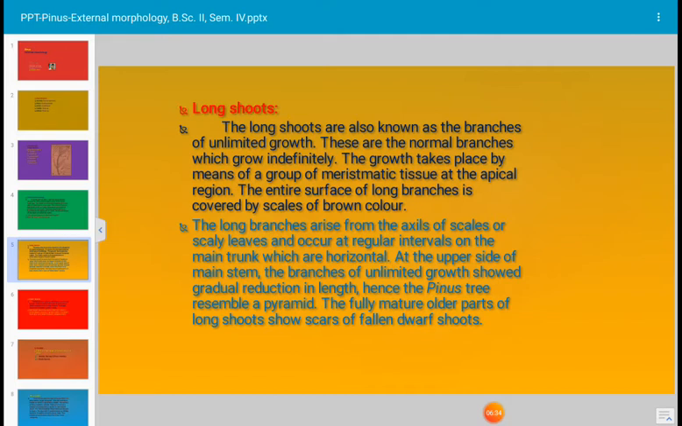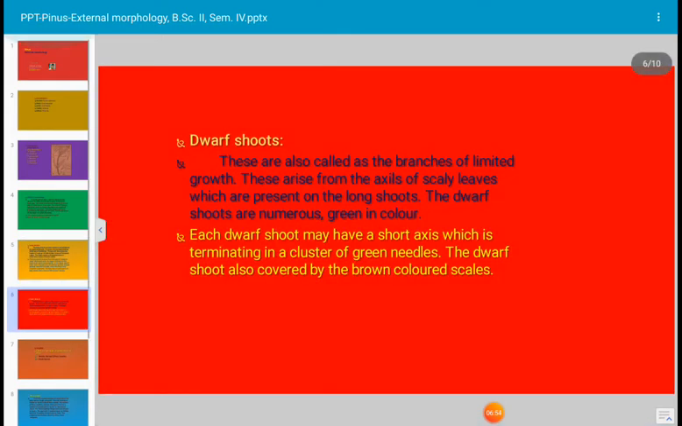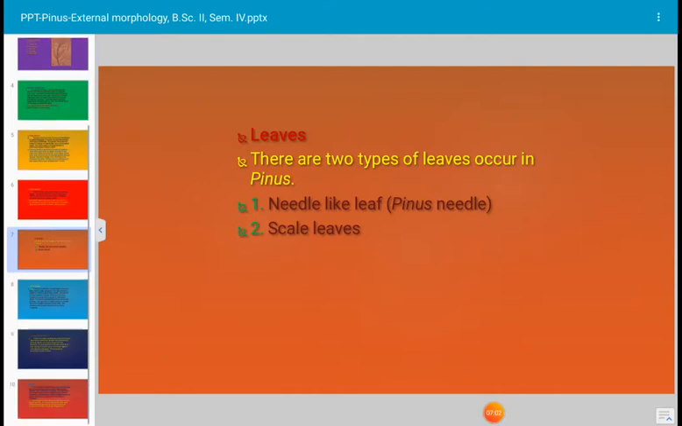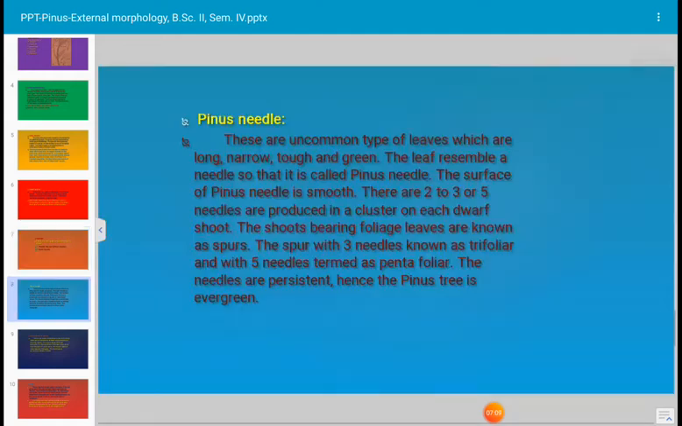Let us see the details of the leaves. Pinus plant has two types of leaves. Number one, needle-like leaf, commonly known as pinus needle. And another type of leaf, known as scaly leaves, or scale-like leaf. Let us see the first type of leaf, that is the needle-like leaf.